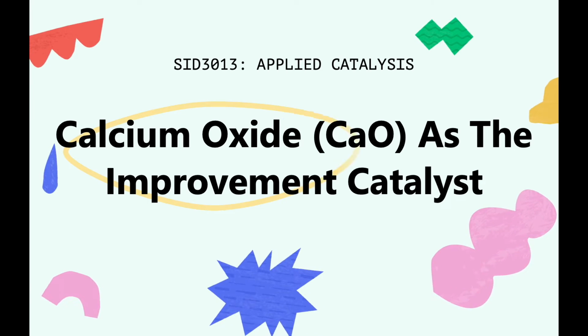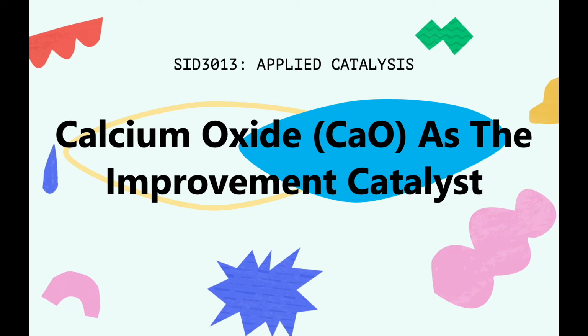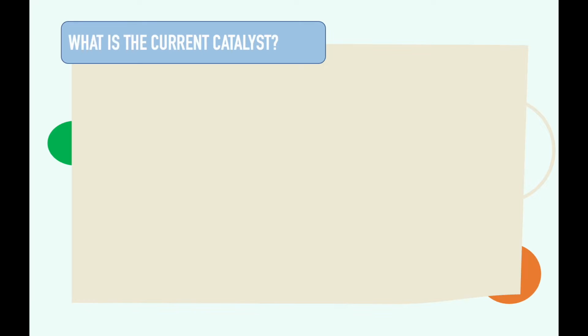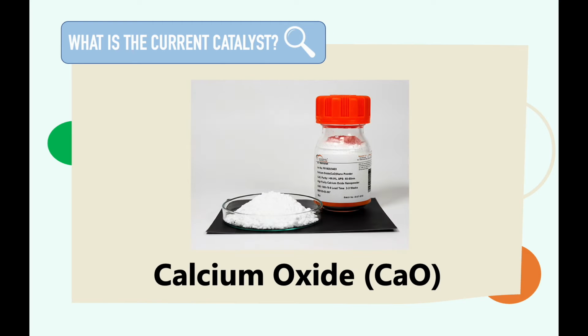We will be discussing calcium oxide as the improvement catalyst. My group consists of 5 members, which is me, Ikmal, Daniel, Lily, Anis, and the last one Izzat. As I mentioned before, my group will be discussing about calcium oxide.